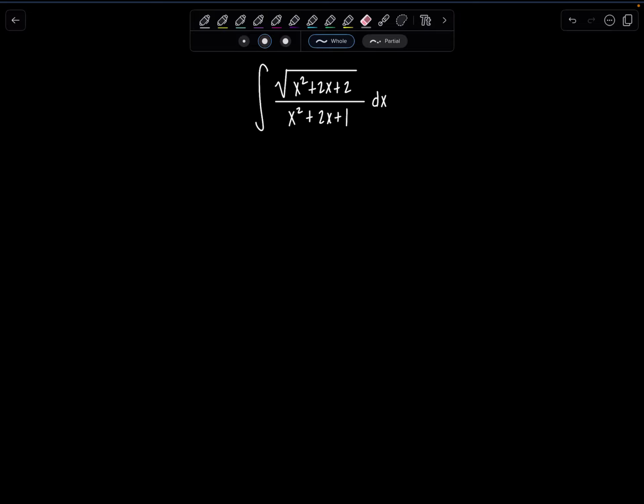What we're gonna do is complete the square underneath the radical in the numerator, do a trig sub, and then the rest of it should be familiar from stuff we've been working on in the most recent videos.